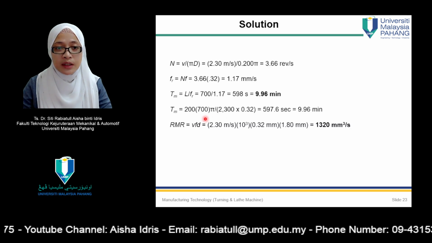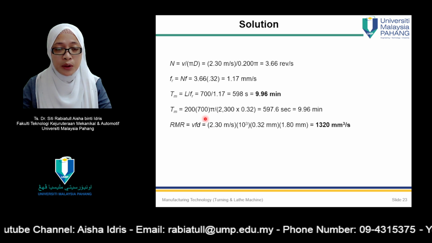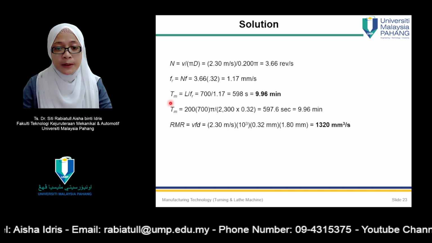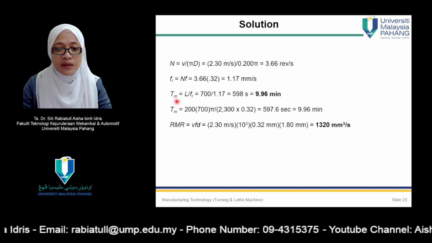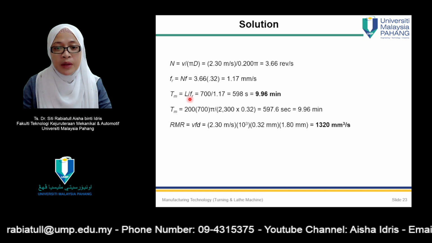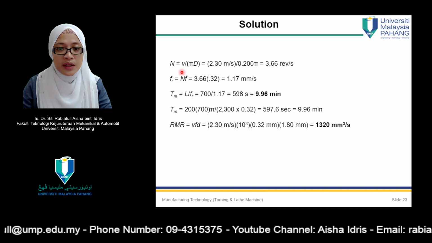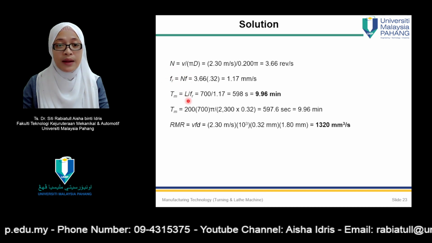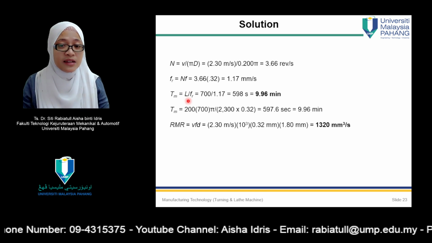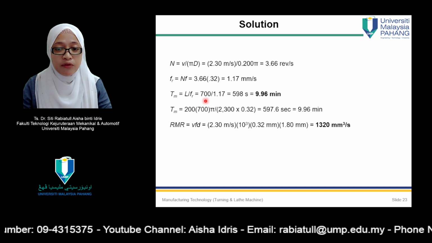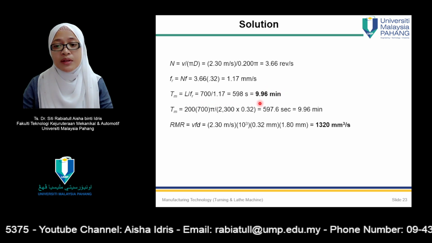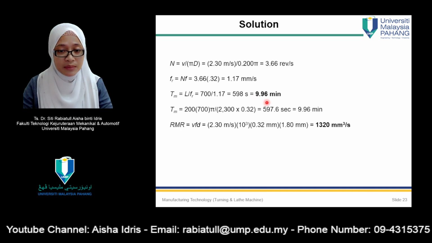So actually we just refer to all the formulas that have been given to you just now. For example, for cutting time, Tm equals L over Fr. So Fr is calculated using this formula. These formulas have been presented in the previous slide. So just substitute all the information in the formula, then you should be able to get the value of cutting time, which equals 9.96 minutes.